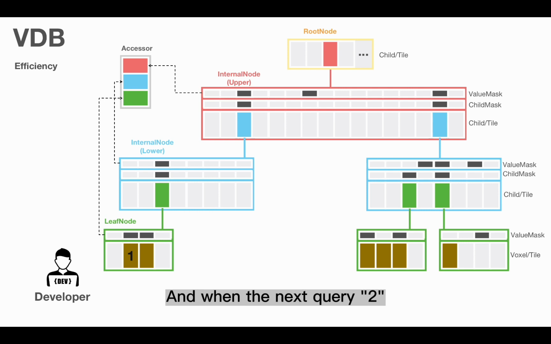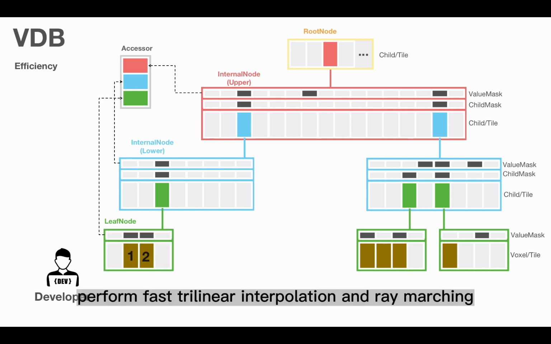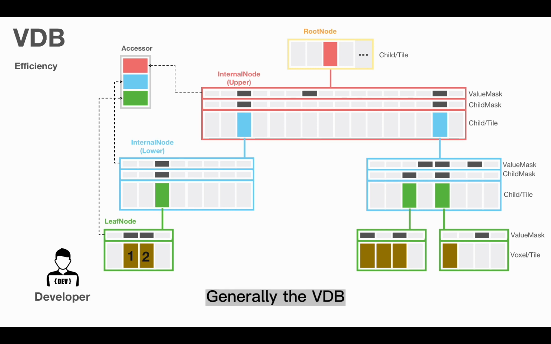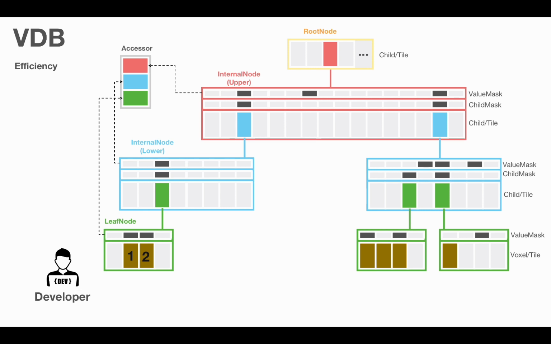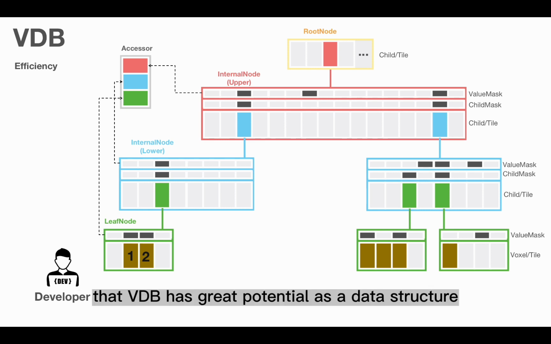And when the next query, 2, is the neighbor voxel, the VDB will check the accessor bottom up, which often hits for the first check. Thus, the VDB is able to perform fast trilinear interpolation and ray marching. Generally, the VDB enjoys the best of the both sparse and dense volumes. Therefore, we believe that VDB has great potential as a data structure for NeRF.